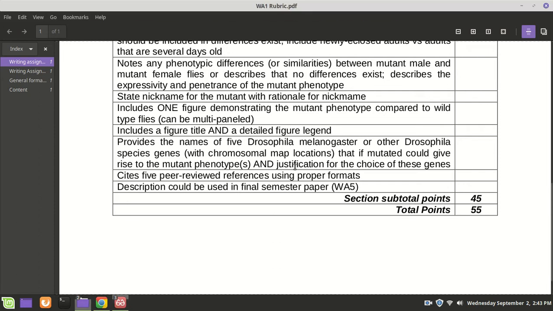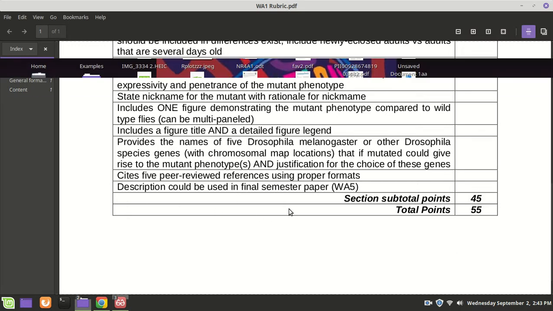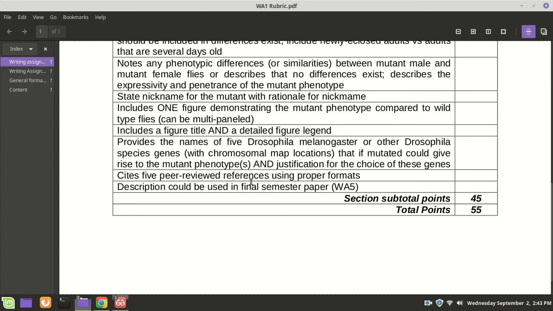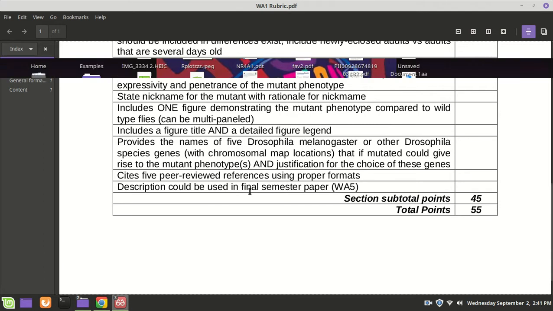Now, this is something that isn't in writing assignment 5, but that you will have to look up. They do a little bit of it in writing assignment 5. You're going to need to do a little bit more here. Cite 5 peer-reviewed references in the proper formats. For that format, of course, you can go look at writing assignment 5 and see how they did it. That's the structure I want. The description could be used in the final semester paper. In other words, the person who wrote the example used it in the paper that you're going to be reading, so you can go and compare that.